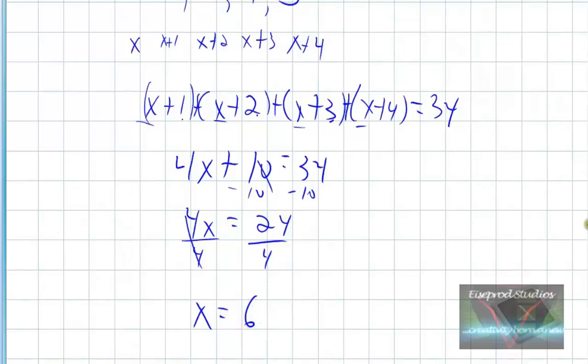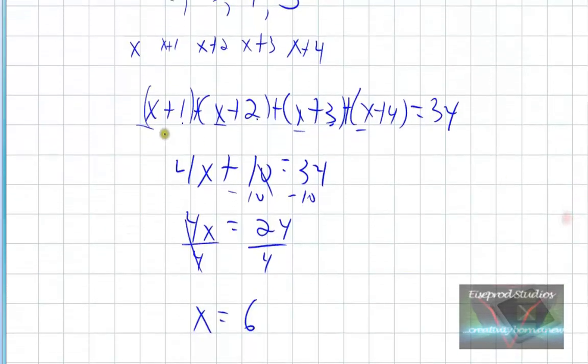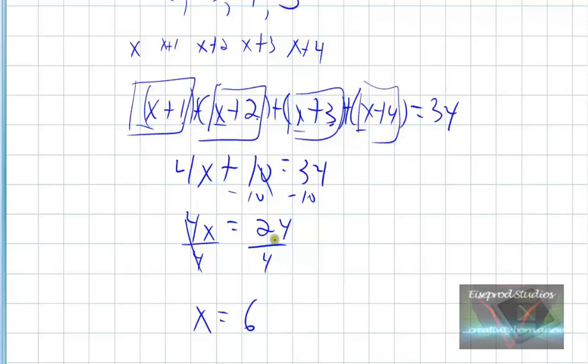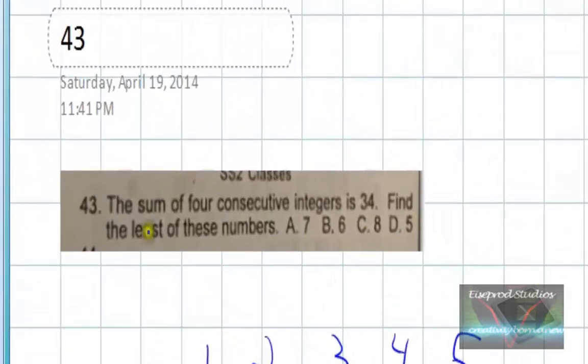So I'm not quite done. I have to go back and plug into these original quantities that I have that were standing in for my numbers. So that means I have x plus 1, where x is 6. So the first number is 7, then it would be 8, 9, and 10. And so that would mean that my smallest number is 7, which is what they were asking. Find the least of these numbers. So that's your answer.